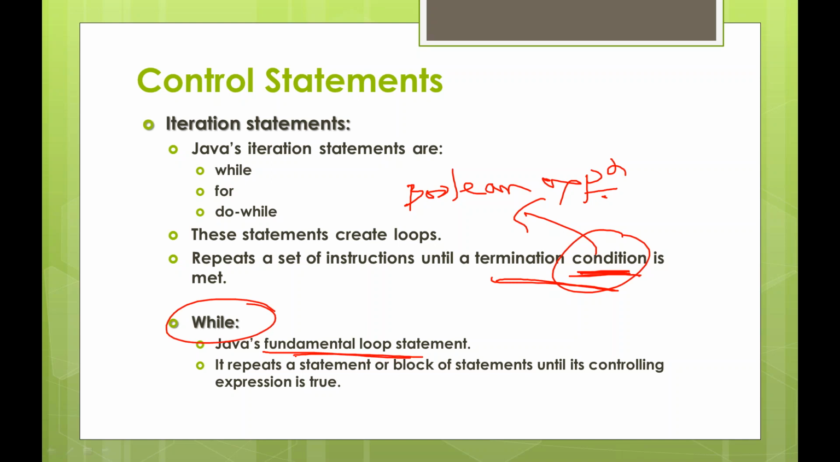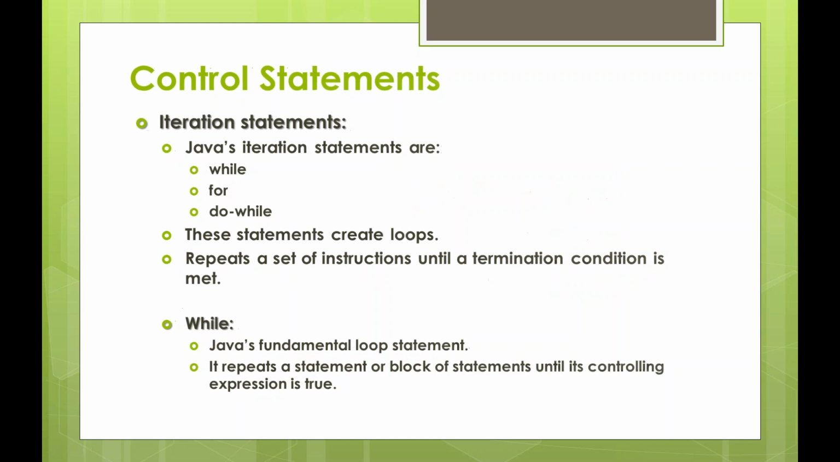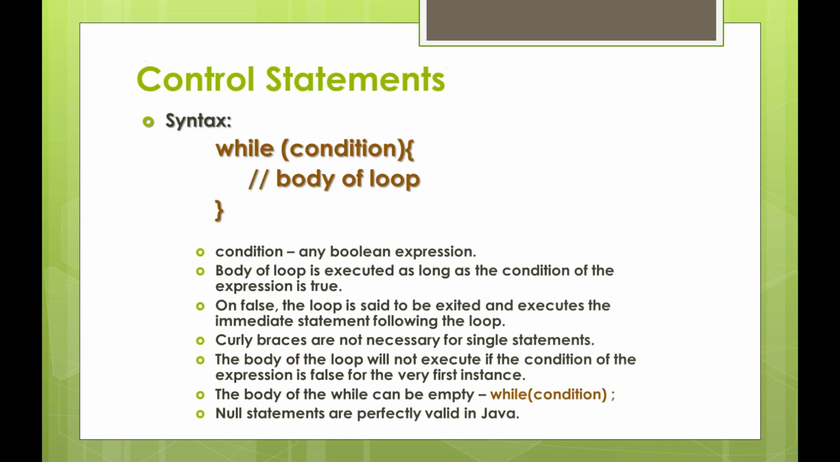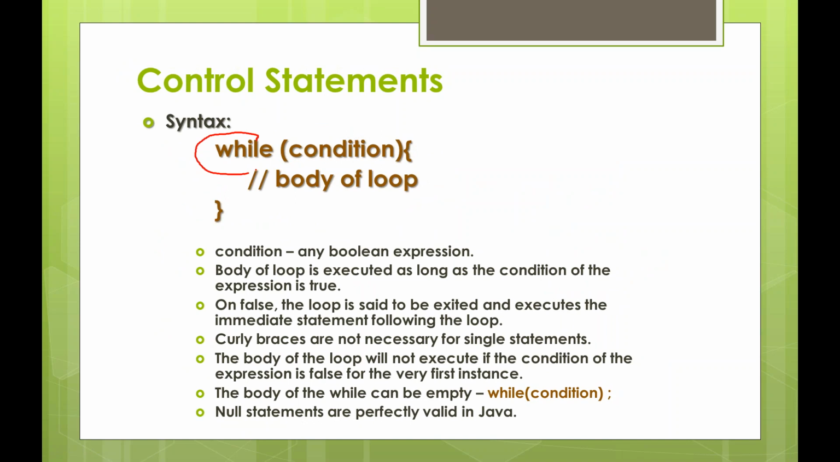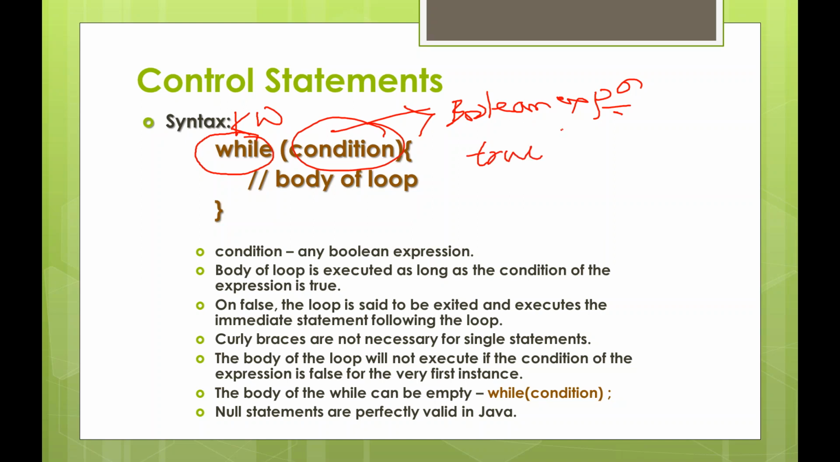This is the most fundamental loop available in Java. Based on the value of the expression, if the expression is true, the loop executes. Otherwise, we exit the loop. What is the syntax? It starts with the keyword while, and then we have a condition, which as we just discussed is a Boolean expression. The value should be either true or false.